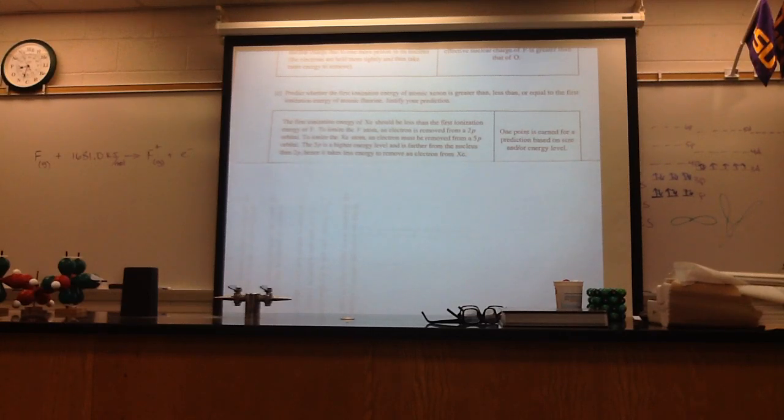Very, very important. You put which sublevels the electrons are being removed from in a discussion of ionization energies.